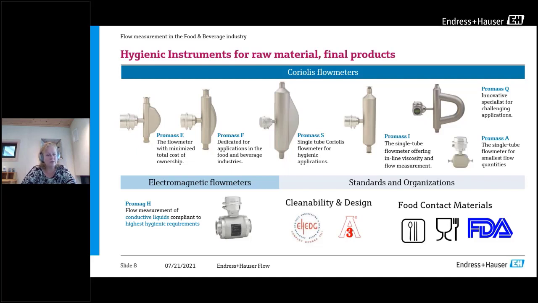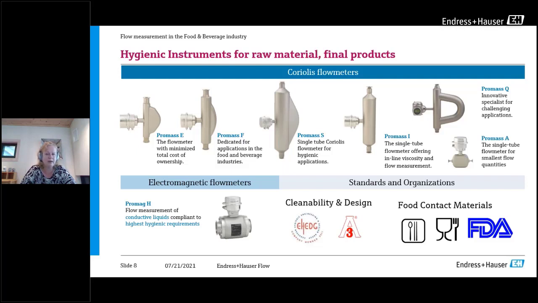I'll start with the electromagnetics on the bottom left. This is the Promag H, a hygienic mag meter for measurement of conductive liquids. It fulfills the highest hygienic standards like EHEDG and 3A certification, and is also compliant with food contact materials like Chinese food contact, European food contact materials, and FDA.